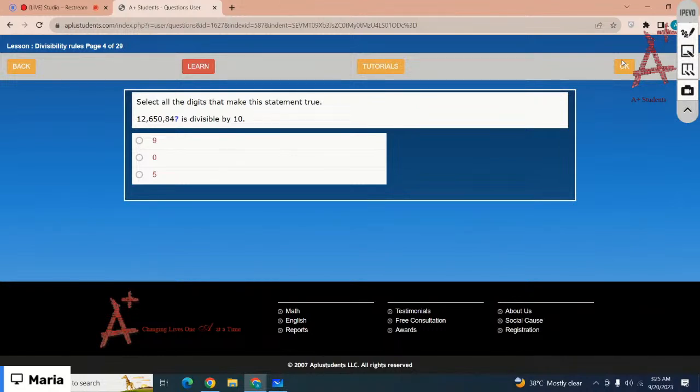Because we have done the divisibility rule for 10: the last digit must be 0, right? You are given here that the number is divisible by 10. That means if it is divisible by 10, the last digit must be 0. Very good.